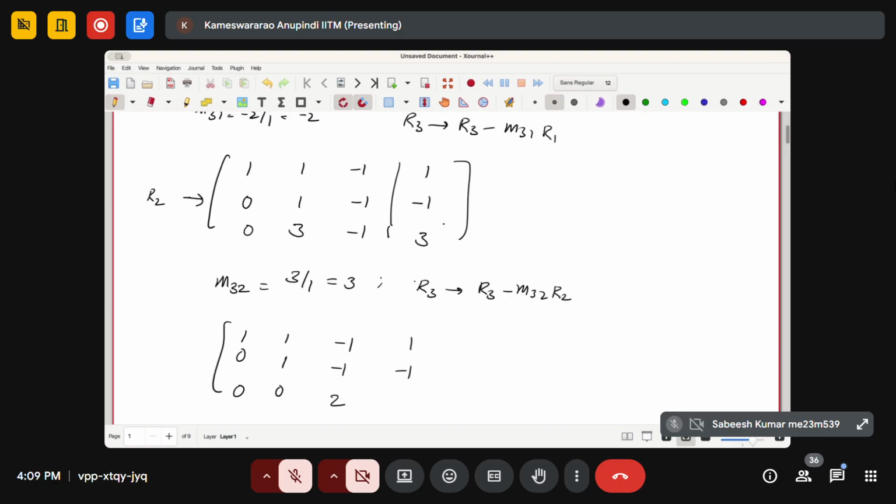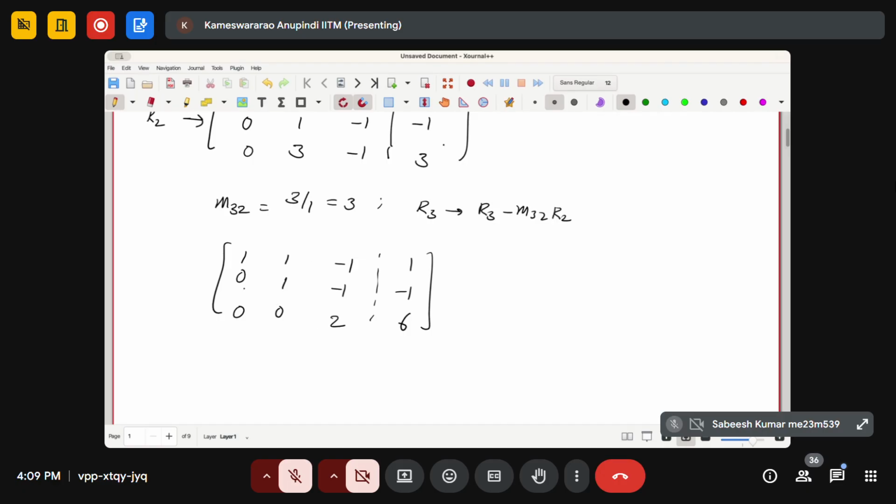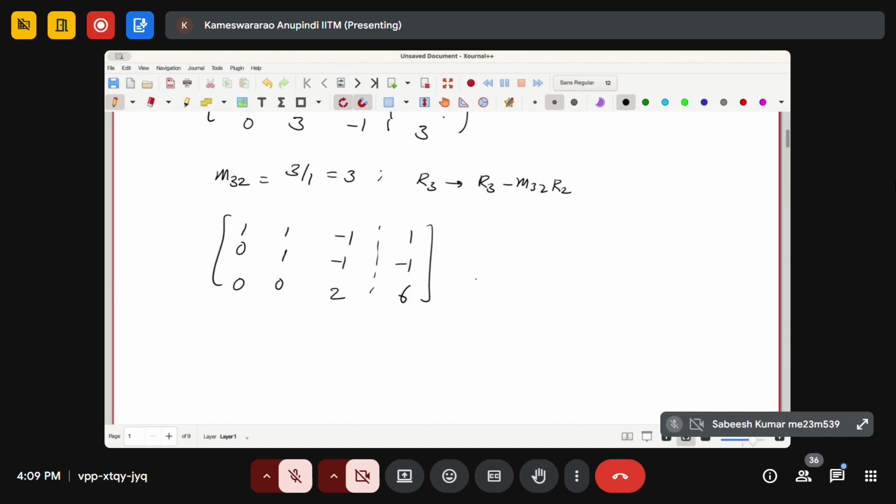Okay. Then we have 3 plus 3, that's going to be 6. Okay, so that is what we have. So as you can see, we have already transformed our matrix into an upper triangular matrix. I can, of course, now solve for this. If I solve for this, I'm going to get 2 times z equals 6. That is going to be z equals 3.